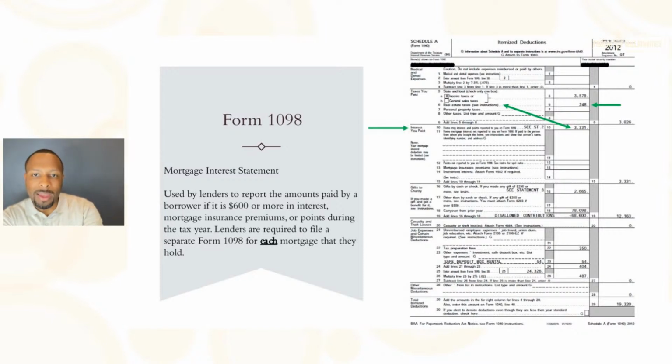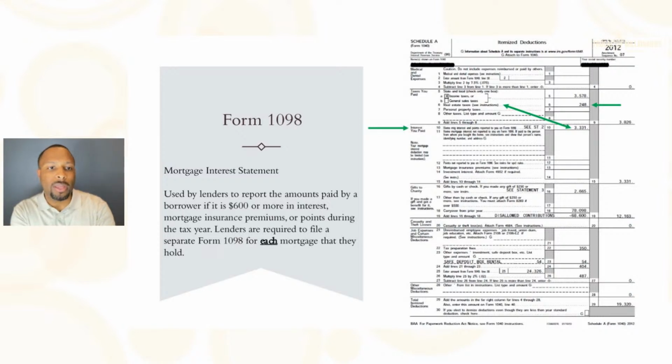So as you see here in the second column, we have your total interest that was paid, and that's on line number 15, and that's a total of 3331. So each section adds up and it contributes to your overall itemized deductions.